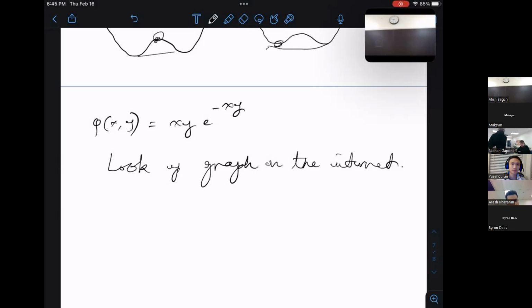Wait, right? The function is xy times e to the minus x1, not minus x1. Right. So change the function. So it's going to be here. Yeah, exactly. Did anyone get it? Oh yeah, it's perfect. Here you go.